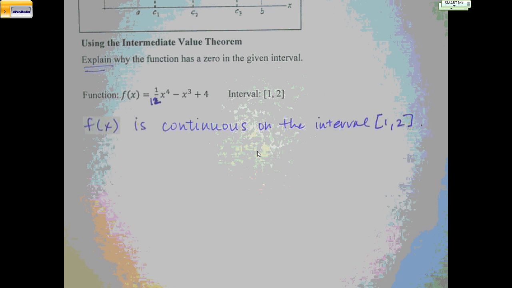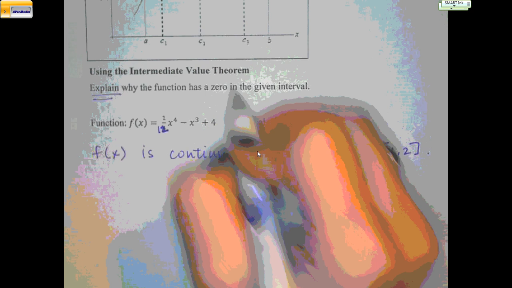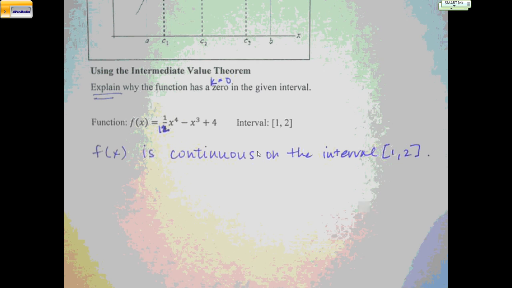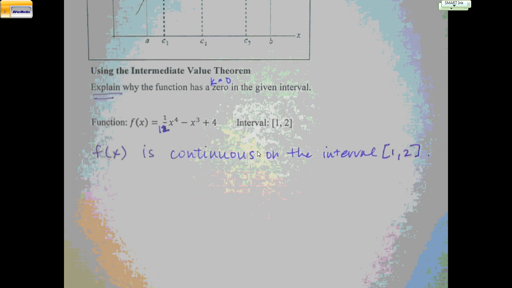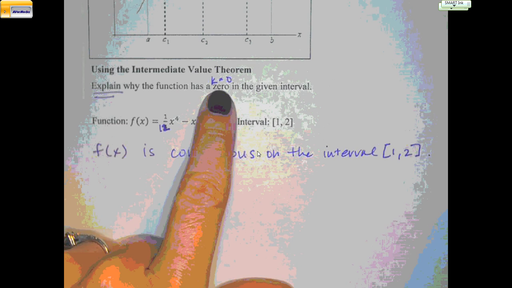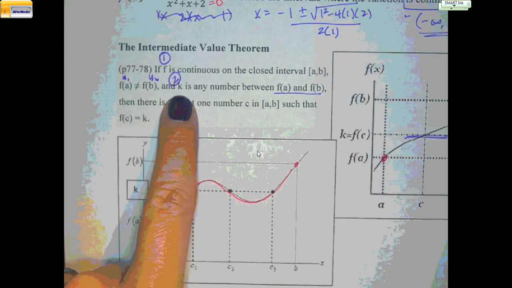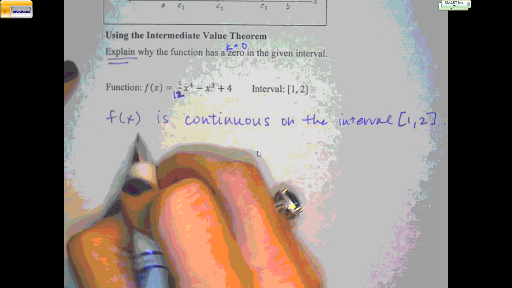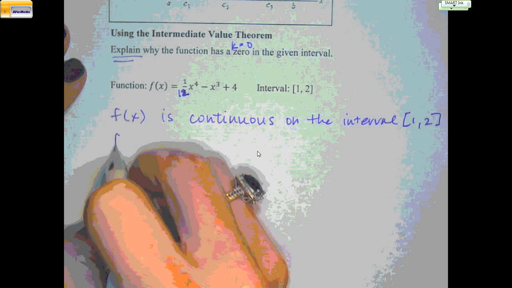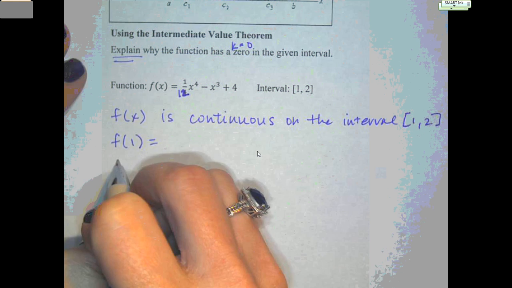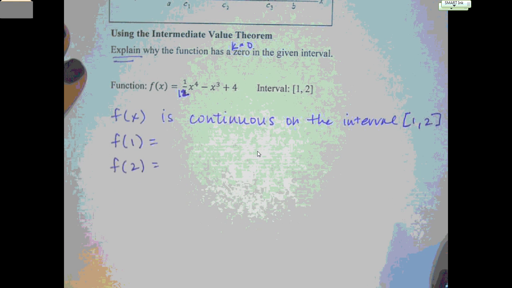The other piece we have to prove is that k, which in this case is 0, because if we're talking about an x-intercept, isn't the y value 0 every time for an x-intercept? Yes. So in this case, k is going to be 0, and we need to prove that k is between f at a and f at b. We need to prove that k is between f at 1 and f at 2, because there's our interval.